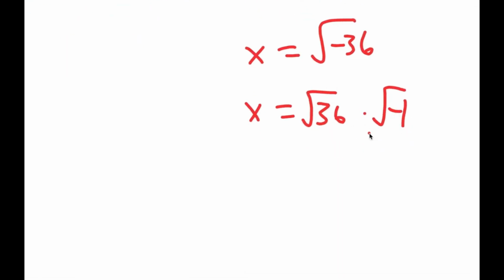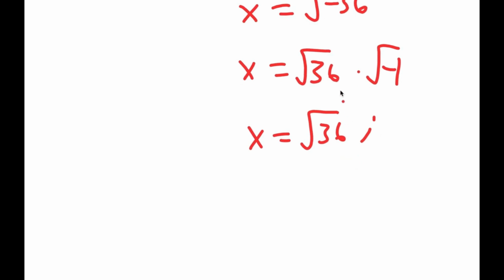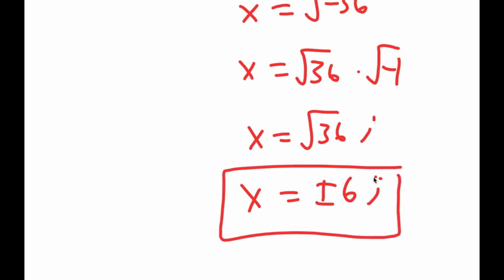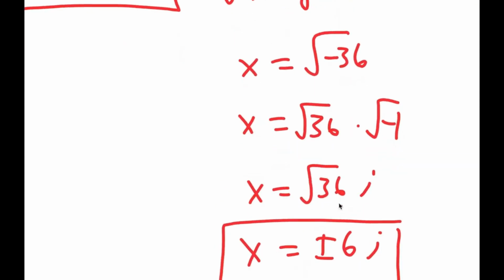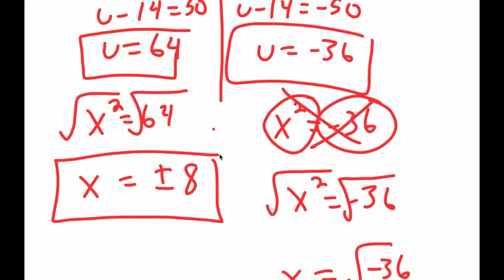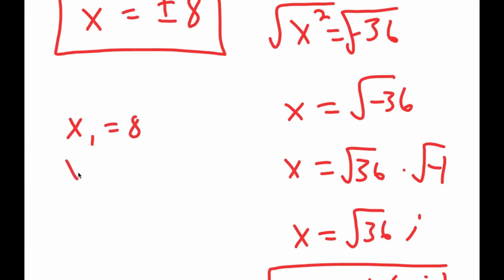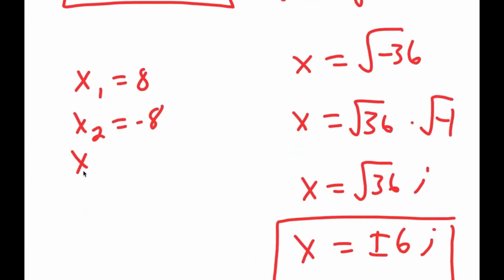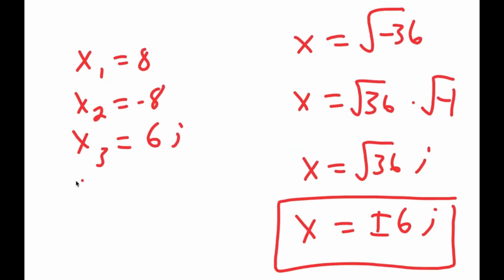Now the square root of negative 1 is the same thing as i, so I get x is equal to the square root of 36 times i. And the square root of 36 is the same thing as positive or negative 6. So I get x is equal to positive or negative 6i. These are another two solutions. They aren't real solutions, but they are imaginary solutions, which still count as solutions to this problem. So my four solutions are x equals 8, x equals negative 8, x equals 6i, and x equals negative 6i.